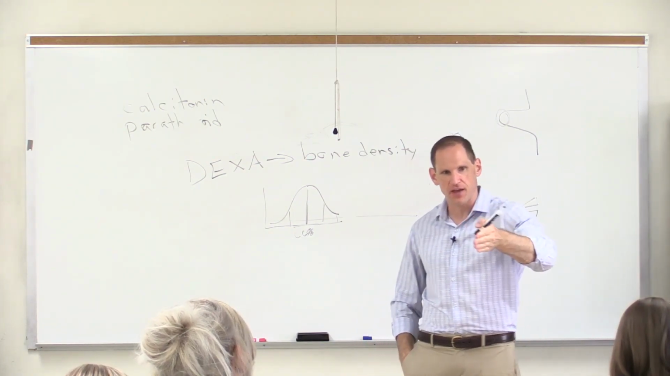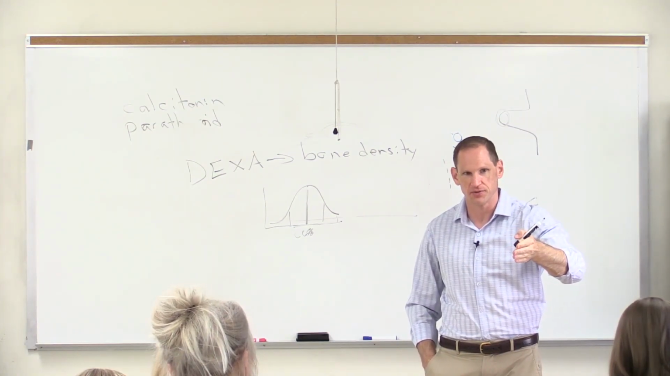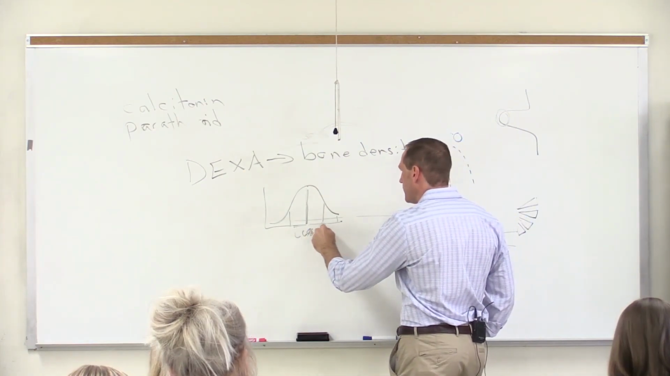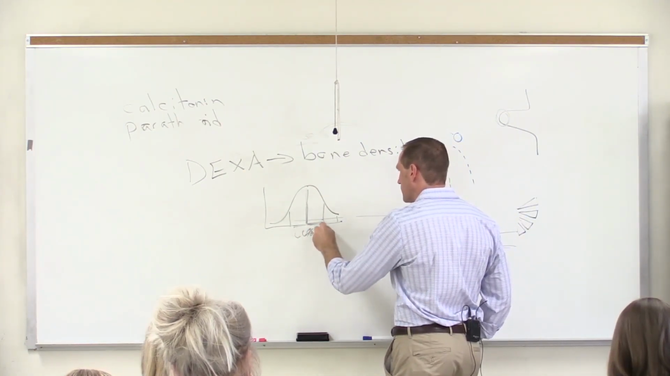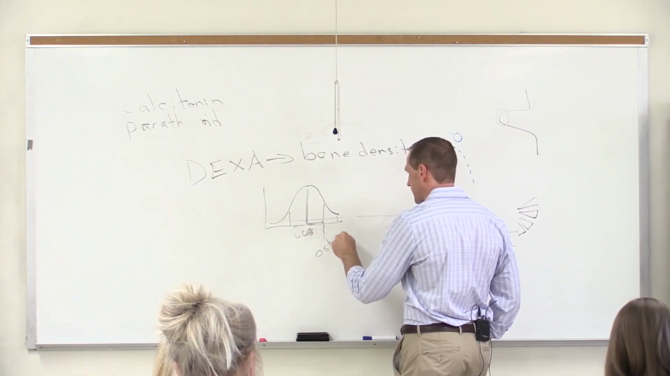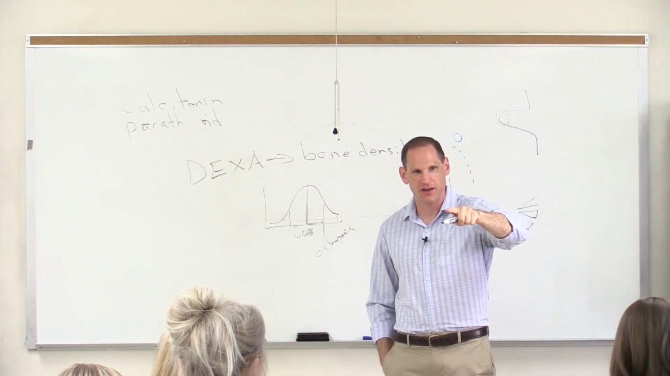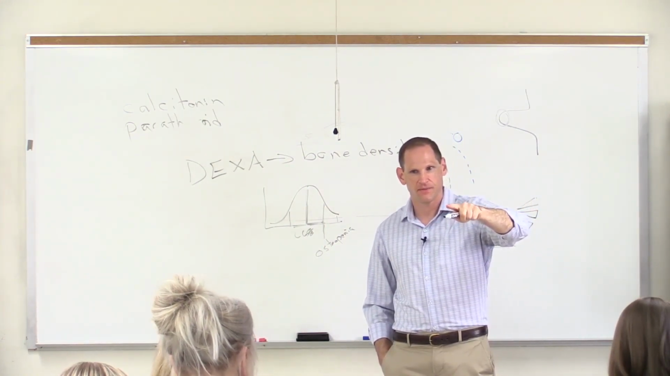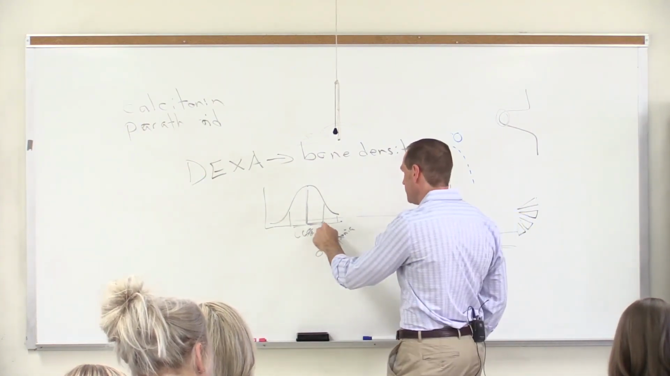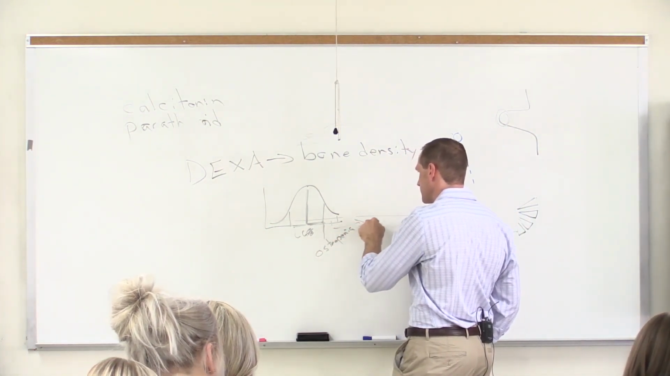And what is the standard deviation associated with osteopenia? For those of you looking at the notes. One standard deviation. So if you are one standard deviation down, we're going to call that osteopenia. And then if you are how much farther down? 0.5 down. That is going to be called osteoporosis.